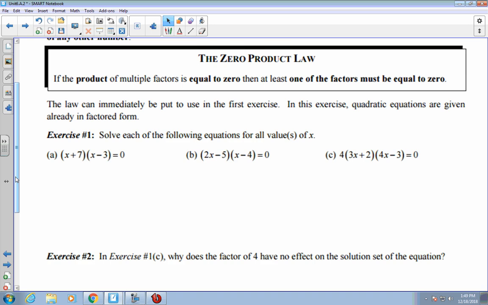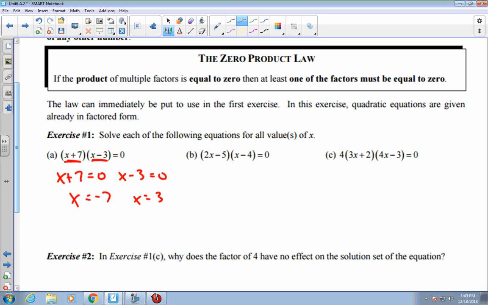So this first exercise, it is already factored for you. It's not going to be factored for you later. So once you get to these factored forms, x plus 7, x minus 3, the zero product law, or finding the zeros, finding the solutions, finding the x-intercepts, what we do is we take both binomials and set them equal to 0. So we have x equals negative 7, x equals 3. And that's it. So solving, and that's what they could say. They could say solve, find the roots.